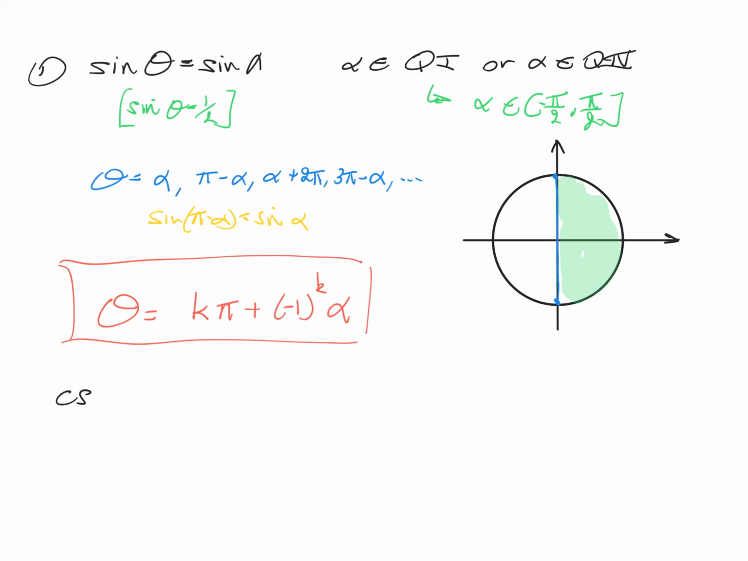For equations of the type cosecant theta equal to cosecant alpha, we get the same solution because a cosecant of an angle, so let's say theta, is just 1 divided by sine of theta. And so we have the same problem.